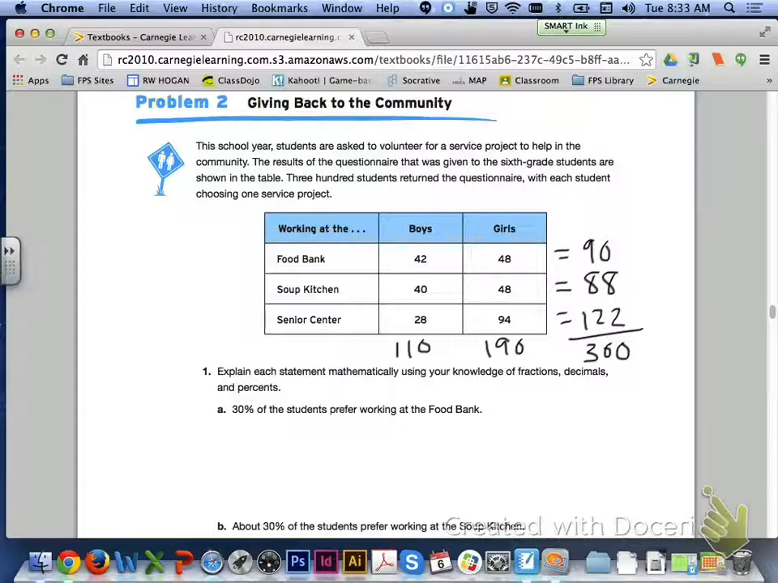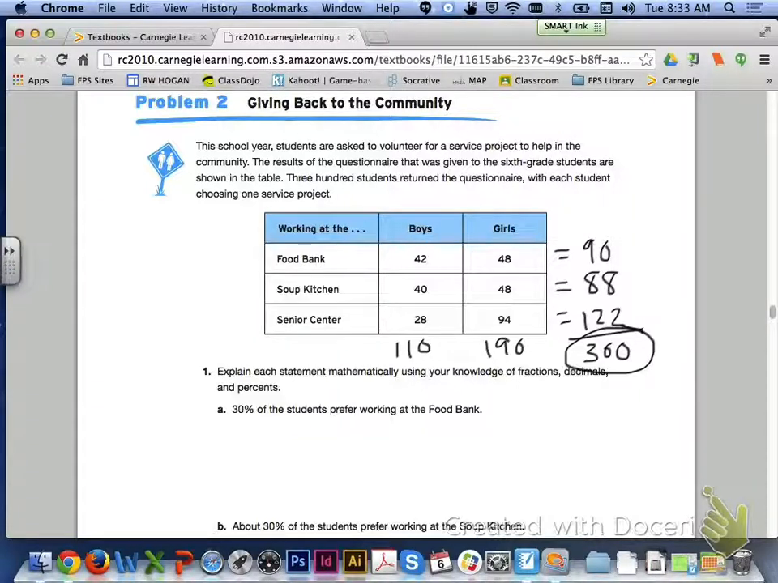Now, before we move on and answer all of the parts for number 1, let's make sure we understand the different parts that make up the table. Remember, we have 300 total students. So if we look at the food bank, we have 42 boys and 48 girls. That's going to give me 90. For the soup kitchen, 40 and 48 is going to give me 88. And for the senior center, 28 plus the 94 is going to give me 122. When I add all of those together, I get my total of 300.